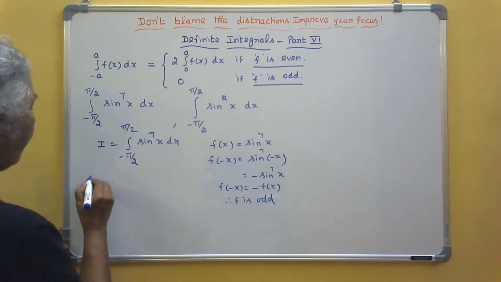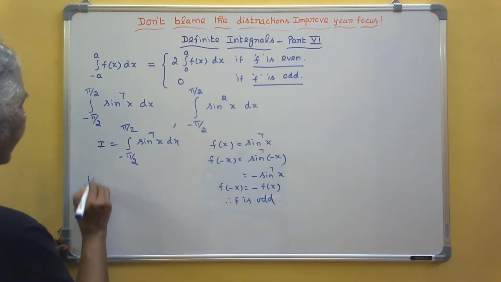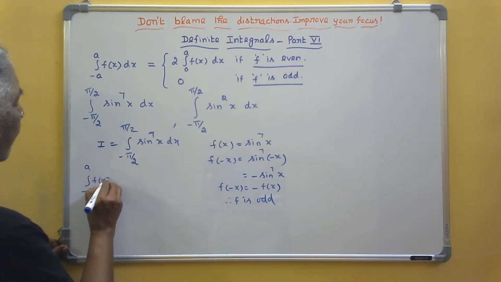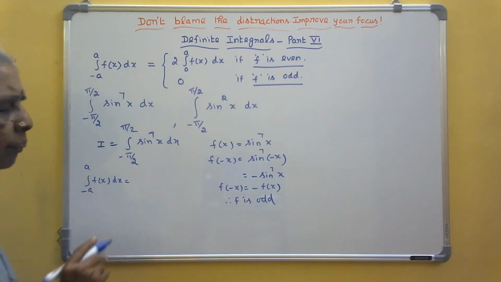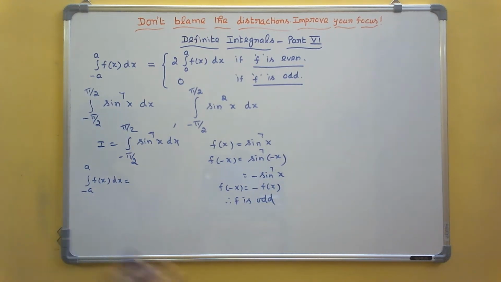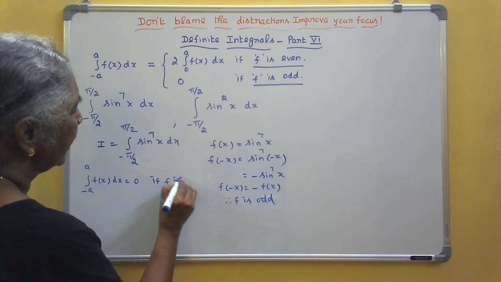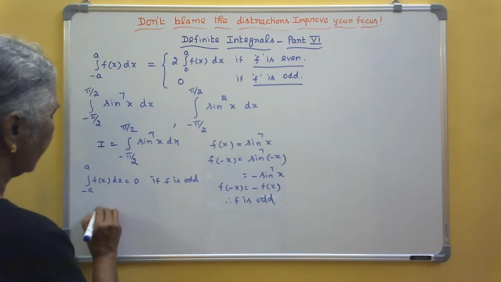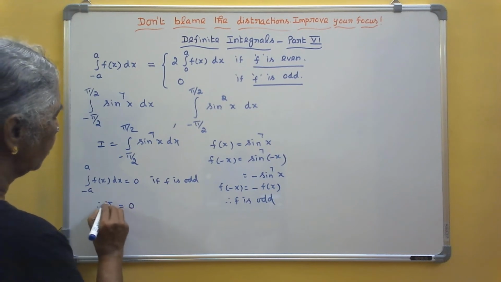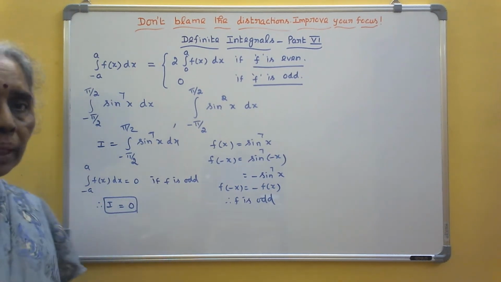Then you write the property: integral minus a to a f of x dx is equal to, write the second part alone, 0 if f is odd. Therefore, I is equal to 0. Do you follow how to write the steps?